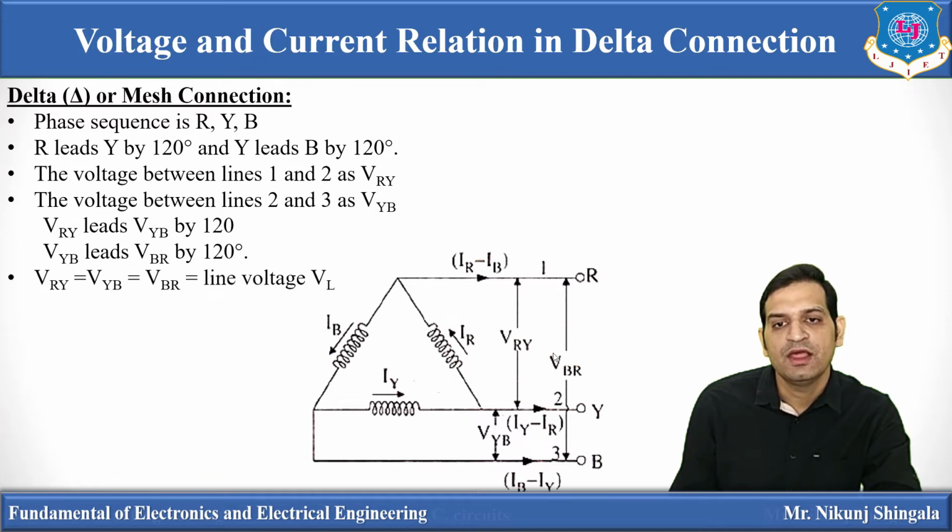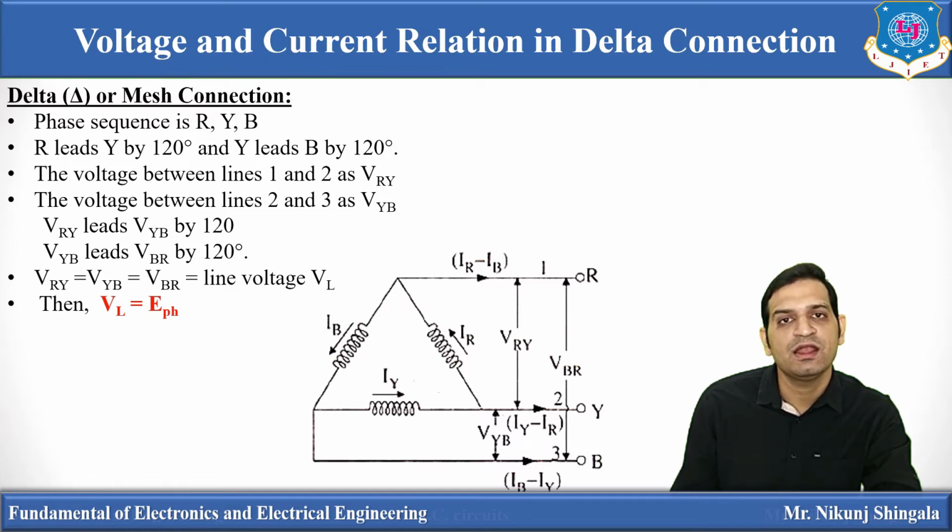Here we can see the line voltage between R and Y is nothing but equal to the phase voltage across R phase. Similarly, line voltage VYB is the phase voltage across Y phase. So here, as the system is balanced, VRY, VYB and VBR will be equal. But here we can see from the circuit diagram that line voltage between any two lines will be equal to the phase voltage. So VL will be equal to E phase for delta connected system.